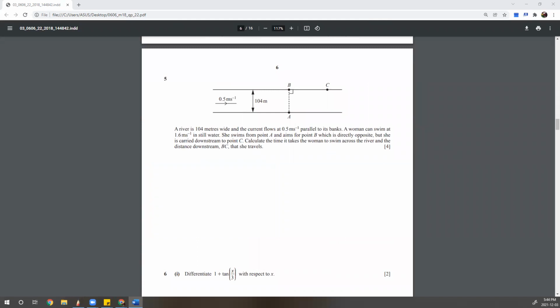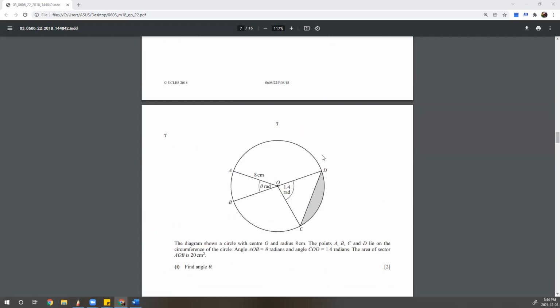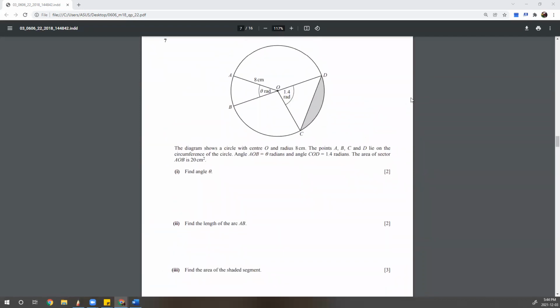Question 7 until 9. Find angle theta. It's 8 cm. The sector AOB here is 20 cm square. So the area of a sector, remember, equals half theta r square, right? Remember this rule is in terms of radians. So 20 equals half times theta times 8 square, right?